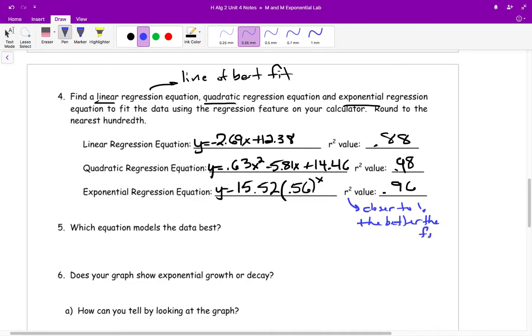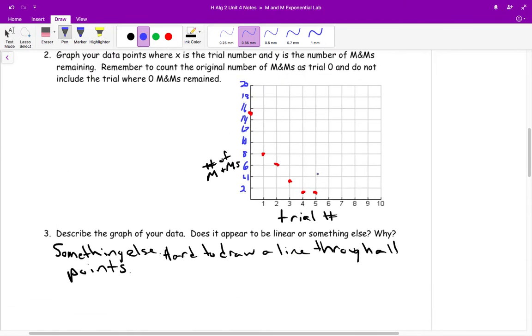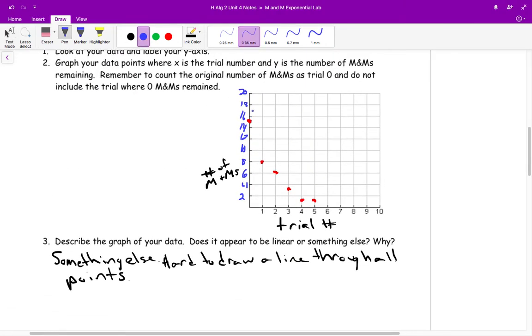So, in terms of looking at r squared values, because number 5 asks which equation models the data best, the r squared value closest to 1 is 0.98 for quadratic. Now, that may be. Here's the problem with quadratic. If it is going to be quadratic, then what our data should do, and it does look like half of a parabola here, if you were to sketch in a graph, it does look like it could be a quadratic.